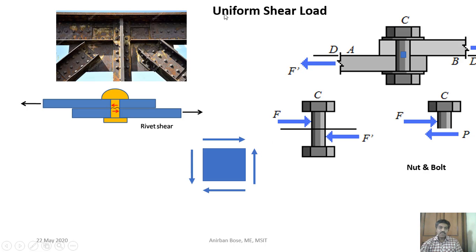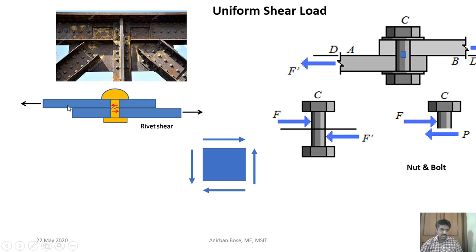Now coming to uniform shear load. Uniform shear load is a situation where you have seen this kind of rivet. This kind of rivet joint is very common in different structural and machine members. Suppose there are two blue plates, and consider this yellow one is a rivet. These rivets actually join these two plates against this kind of forces.